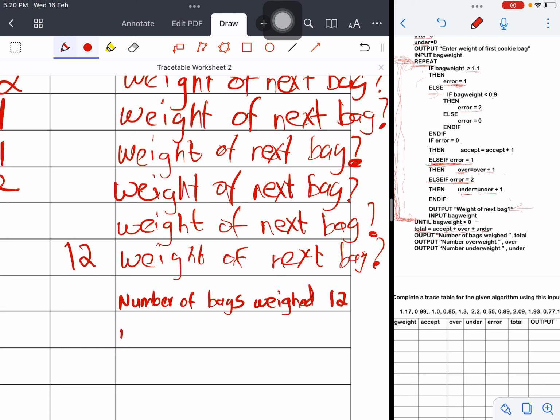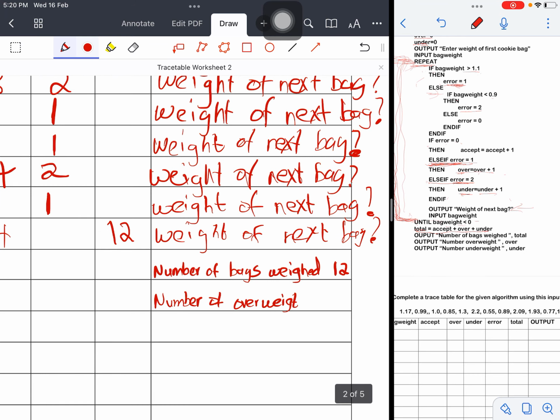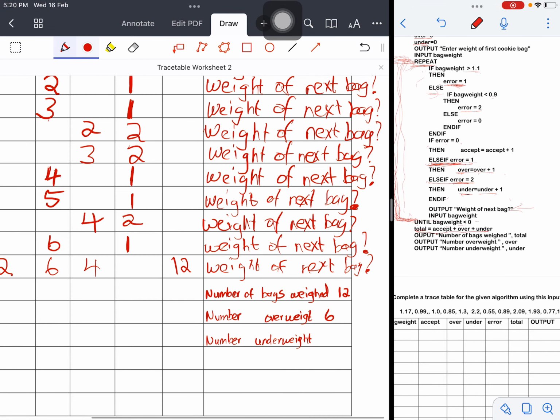Then the next output says number of overweight is over. That comma means concatenation. We are joining the sentence number overweight with the variable over. Over right now is 6. So we put 6 there. And then the last one, it doesn't say number of, so let me erase that. It just says number overweight and then number underweight. And it will display under, which is currently 4, so we put 4 there.